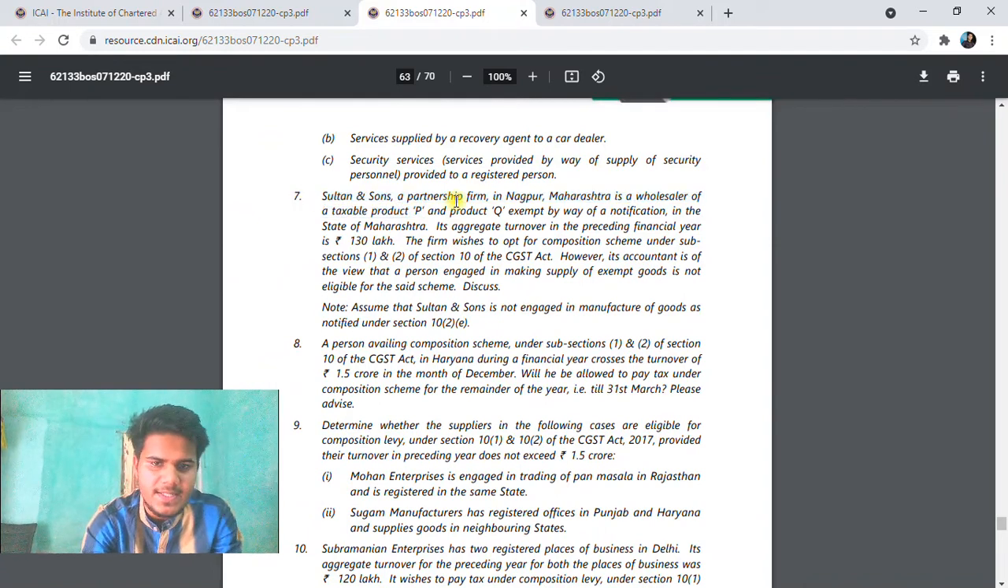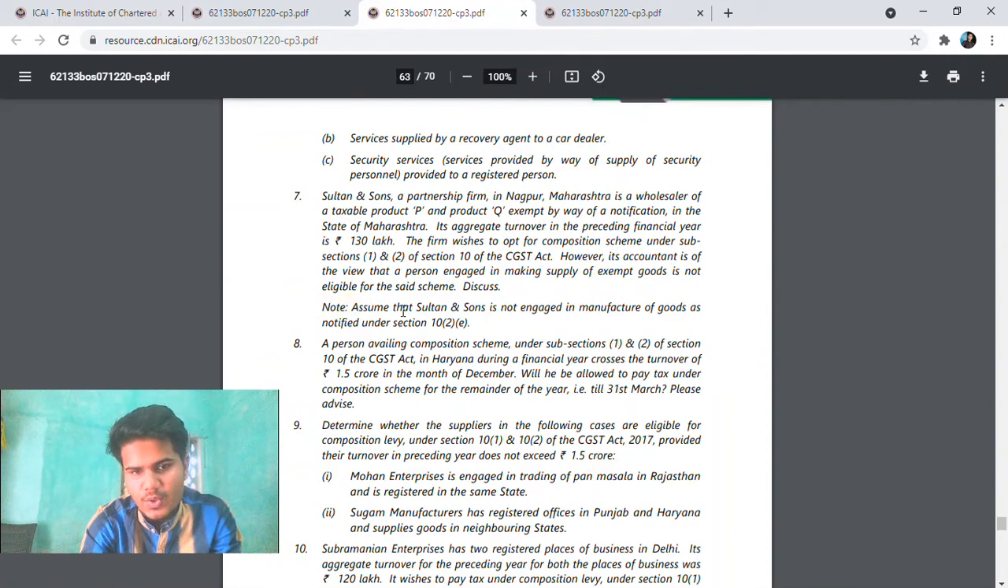Sultan and Sons, a partnership firm in Nagpur, Maharashtra, is a wholesaler of textile product P and product Q, exempt by a notification in the state of Maharashtra. Its aggregate turnover in the preceding financial year is 130 lakh. The firm wishes to opt for the composite scheme under sub-sections 1 and 2 of section 10 of the GST Act. However, its accountant is of the view that a person engaged in making supply of exempt goods is not eligible for the said scheme.